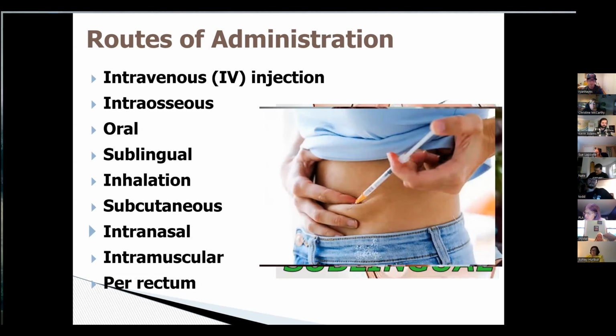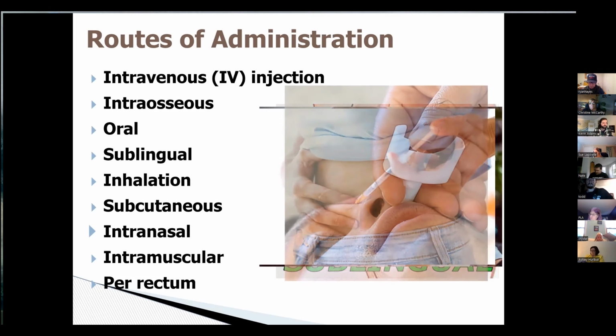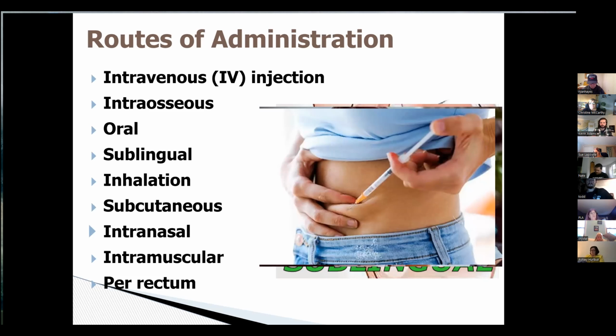Sub-Q or subcutaneous, that is the shot that goes underneath the skin, but not deep enough to go into the muscle. So very commonly diabetics inject insulin this way. But the more common one out of these two is going to be intramuscular.